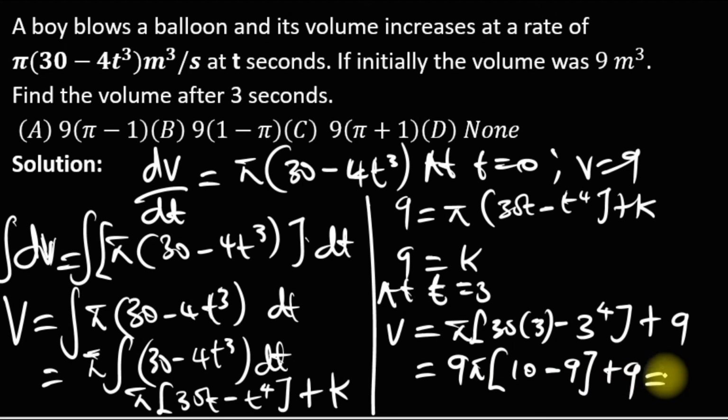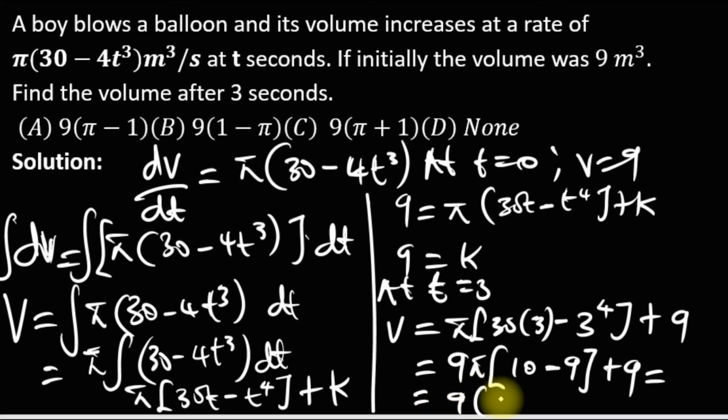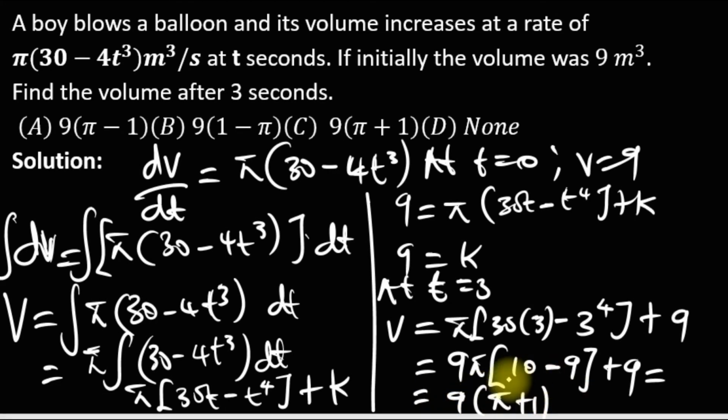So we have this 1. So our answer is, we'll factor out 9. We have pi plus 1. So that's the answer. The answer is C.